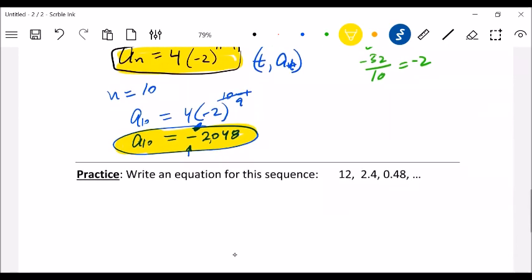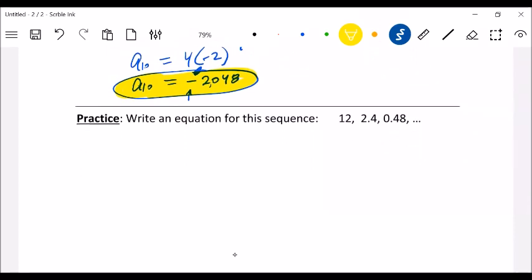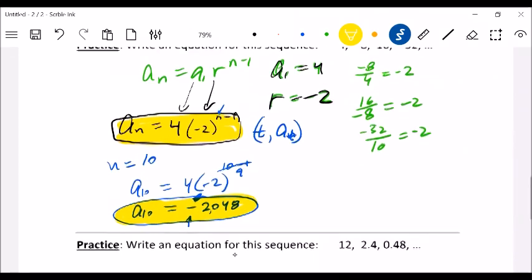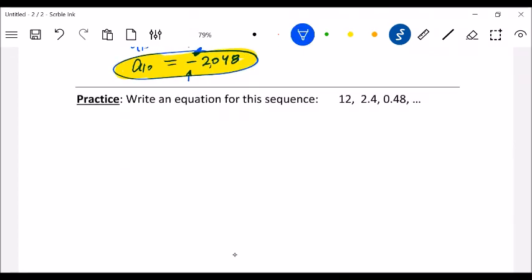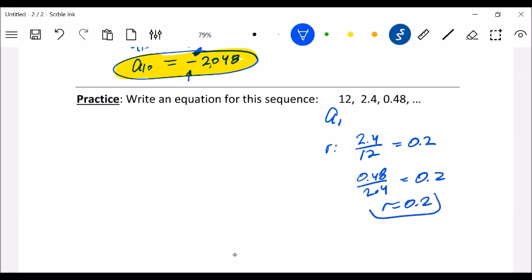Now, let's write an equation for this sequence. This one doesn't have any negatives in it, but we have to find out what the R is, and we have to find A. So this is A1, and then for the R, we'll do the second one divided by the first one. So 2.4 divided by 12 comes to 0.2. Then we do the third one and divide it by the second one, and that's also 0.2. So that confirms we'll accept that R is equal to 0.2.